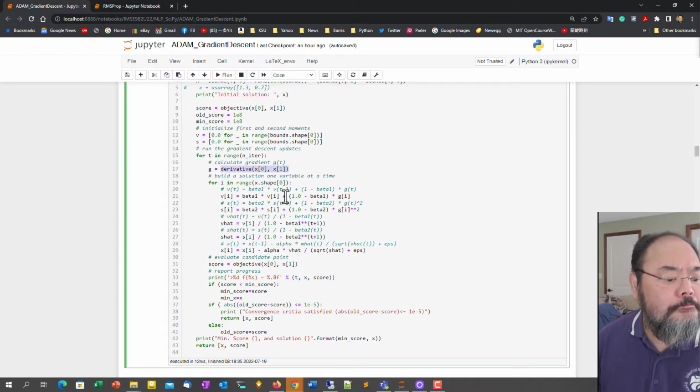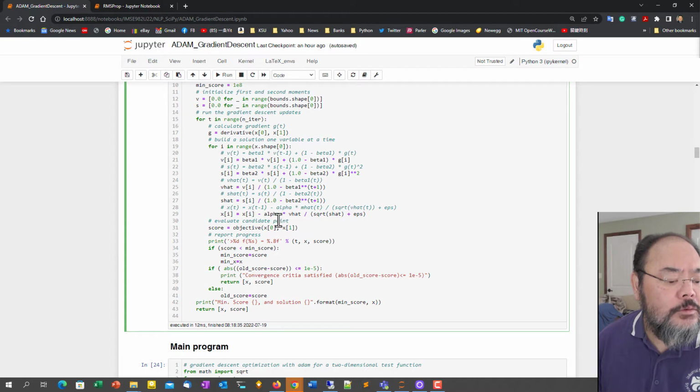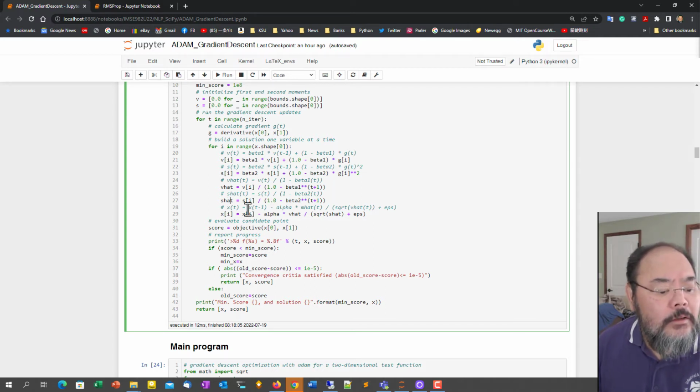Then we have an inner for loop, where we update the first order momentum and the second order momentum based on the equation. Then we calculate the corrected first order and corrected second order momentum, so V hat and S hat are the corrected values. Then we use our equation to update from the current solution to the new solution, and we loop through that.